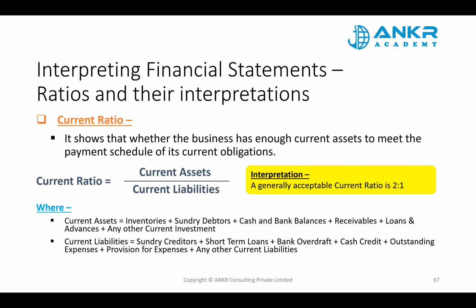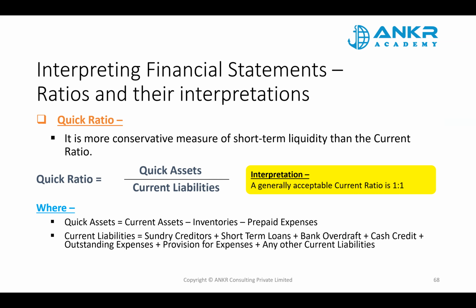If you go as per the strict definition, whatever is receivable in the next 1 year is a current asset, and whatever is payable in the next 1 year is a current liability. So go by that definition and try to figure out the current ratio for any of the financial statements you pick up. The second ratio is the quick ratio.